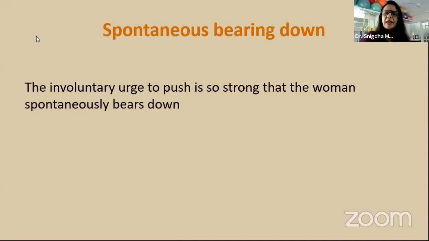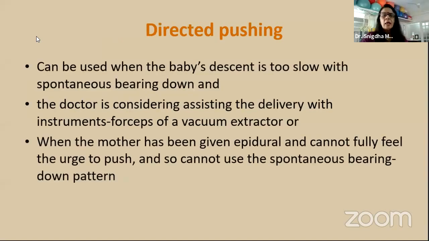In the spontaneous bearing down technique, the involuntary urge to push is so strong in the woman that she spontaneously bears down and pushes naturally. And this is absolutely fine. This is something that we would all encourage. And then we have the directed pushing. This can be used when the baby's descent is too slow and the mother is unable to do the spontaneous bearing down, and the doctor is considering assisting the delivery with instrument forceps or a vacuum extractor.